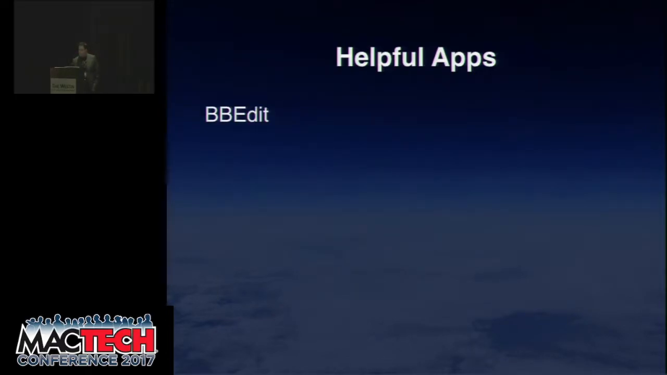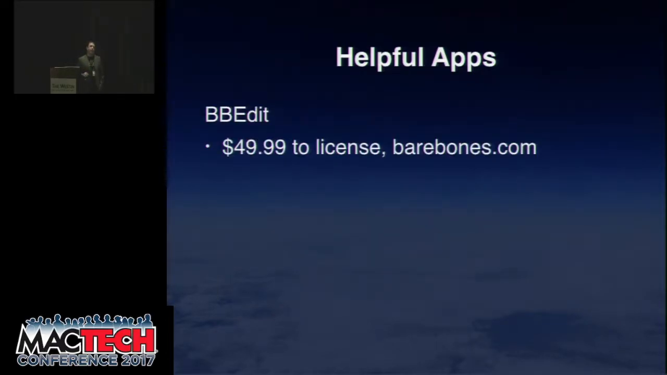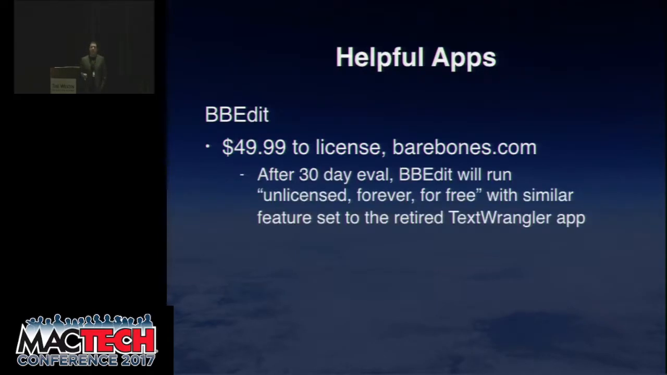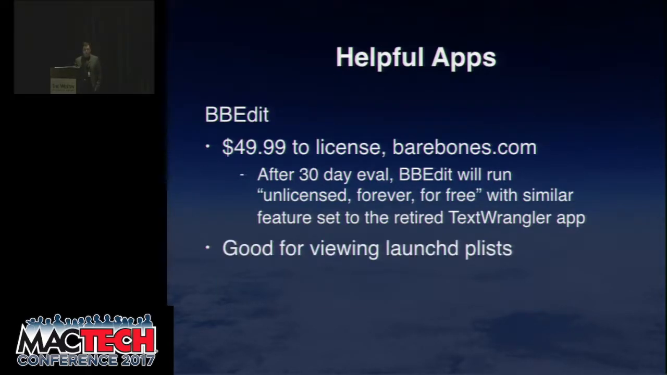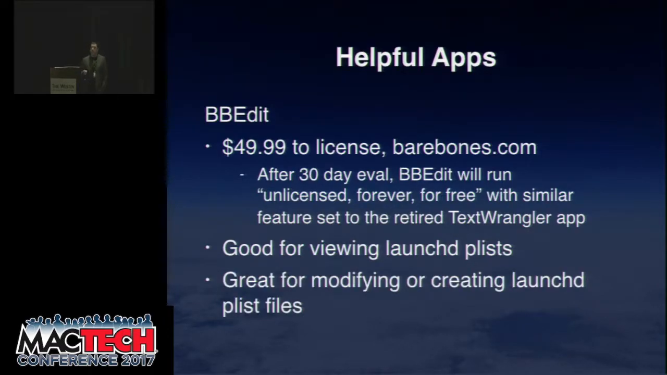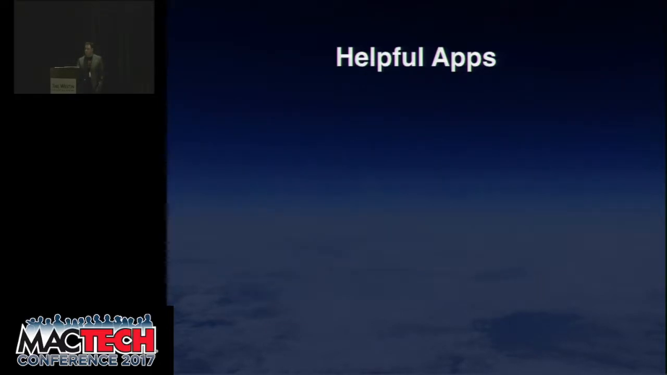The next tool is BBEdit. BBEdit is $49.99 to license. It's from barebones.com. However, after the 30-day eval, it becomes Text Wrangler. They say on their website that it will run unlicensed, free forever, with a similar feature set to the now retired Text Wrangler app. It's very good for viewing the contents of LaunchD plist files, and it's great for modifying or creating them because it can successfully unlock the files, and it saves time in that regard. And I'll be using BBEdit when we modify and create LaunchD plist files here in the class.